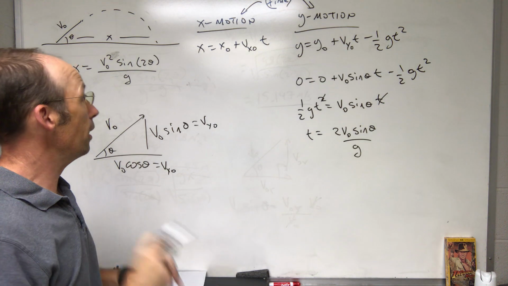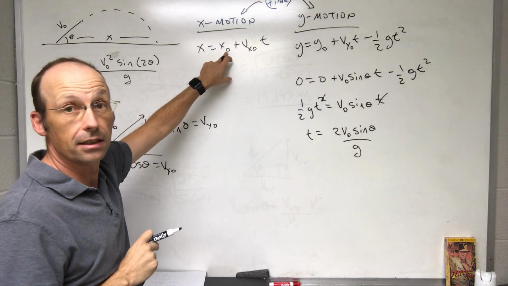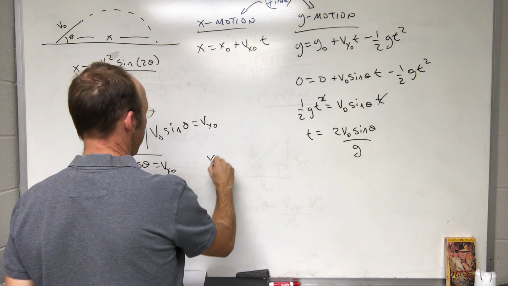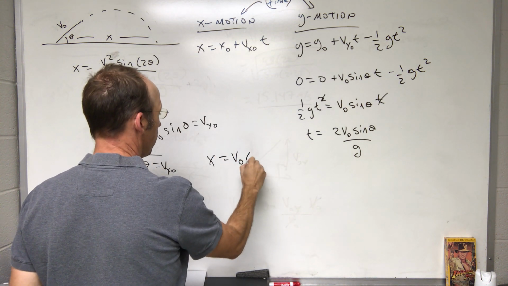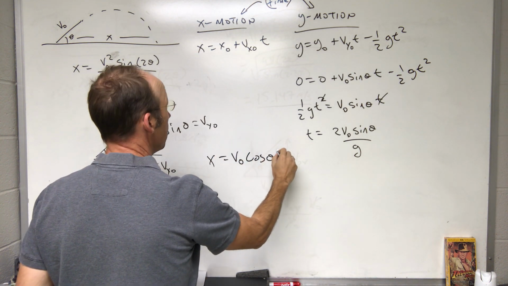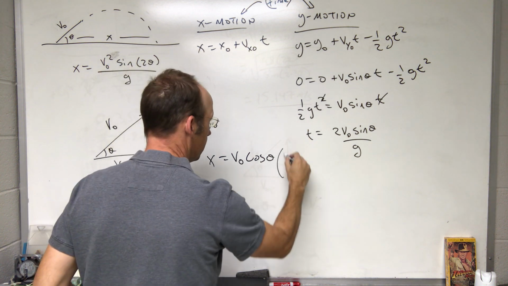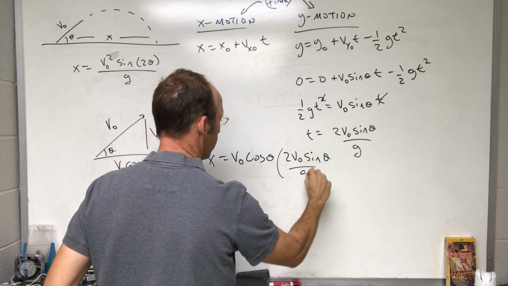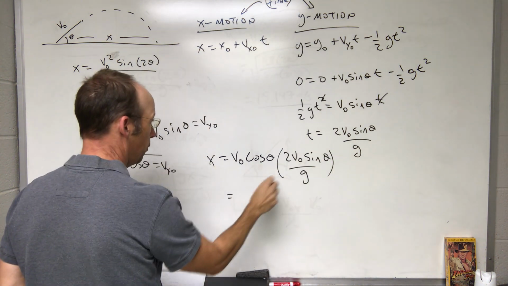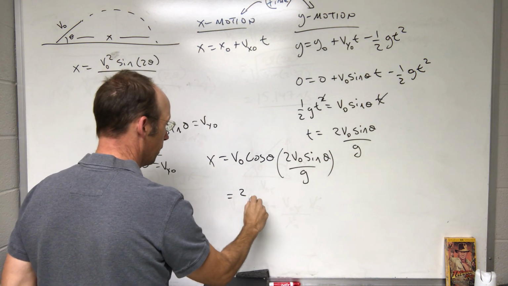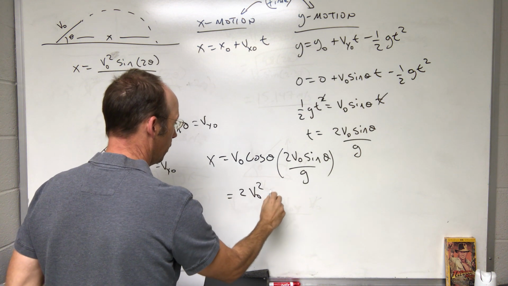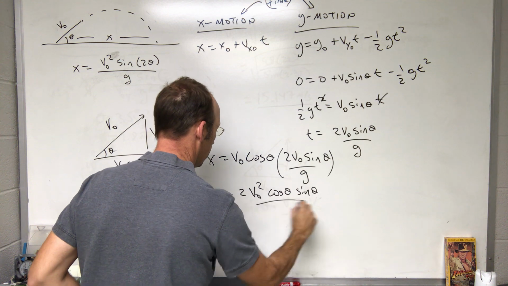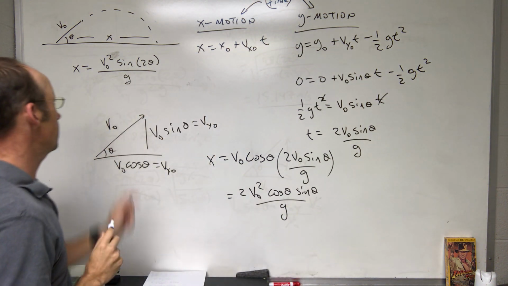Okay, so now I can use that time in the x direction. So let's say that the x position starts at 0, so I get x equals v0 cosine theta t. But now t is this, 2 v0 sine theta over g. So this is going to be equal to 2 v0 squared cosine theta sine theta over g. And that's the same equation.